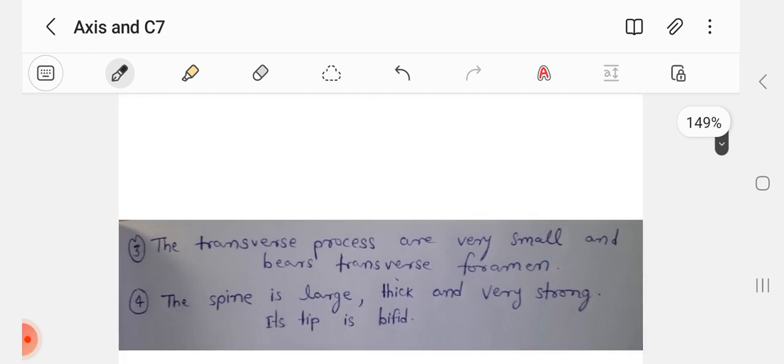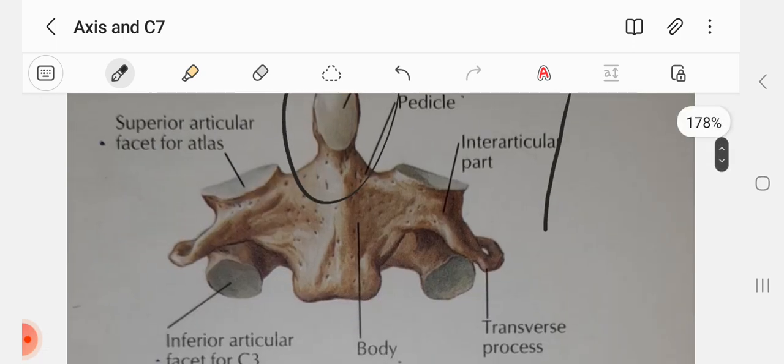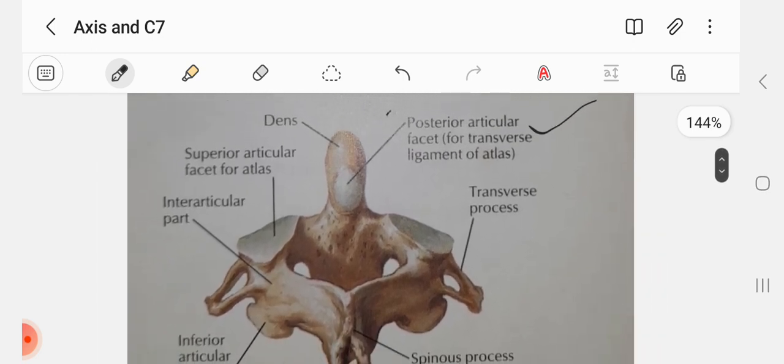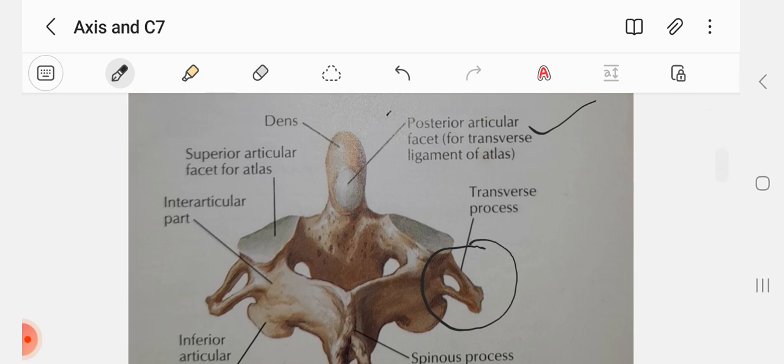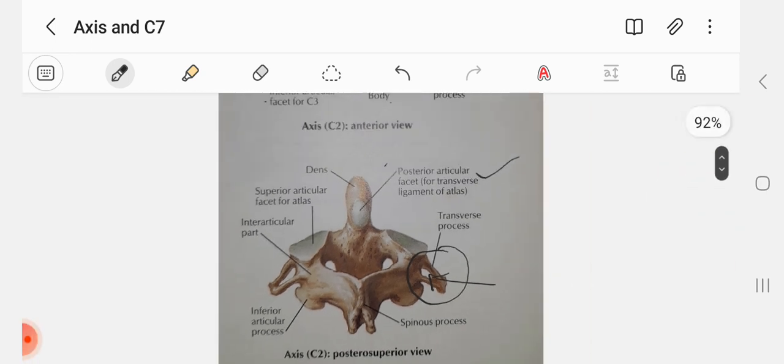Next is the transverse process, which is very small and bears the transverse foramen. If you look at this image here, in this image you can clearly see this part here is the transverse process which bears a foramen here. That foramen is the transverse foramen.